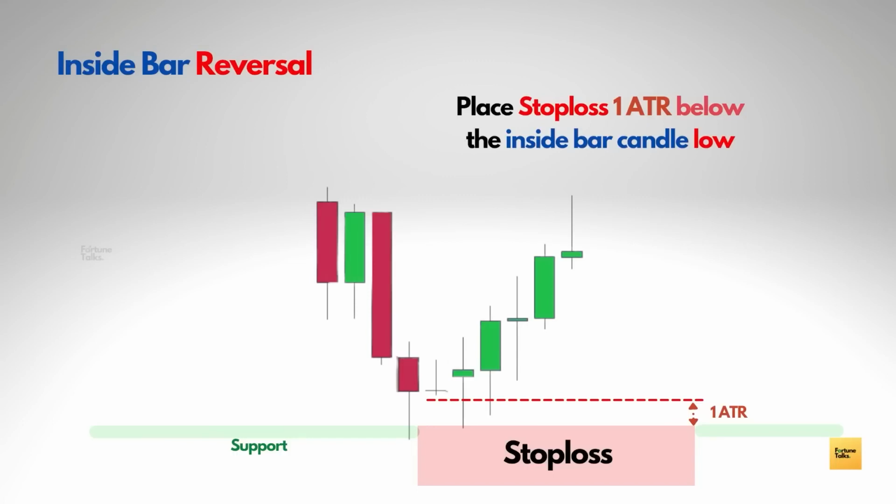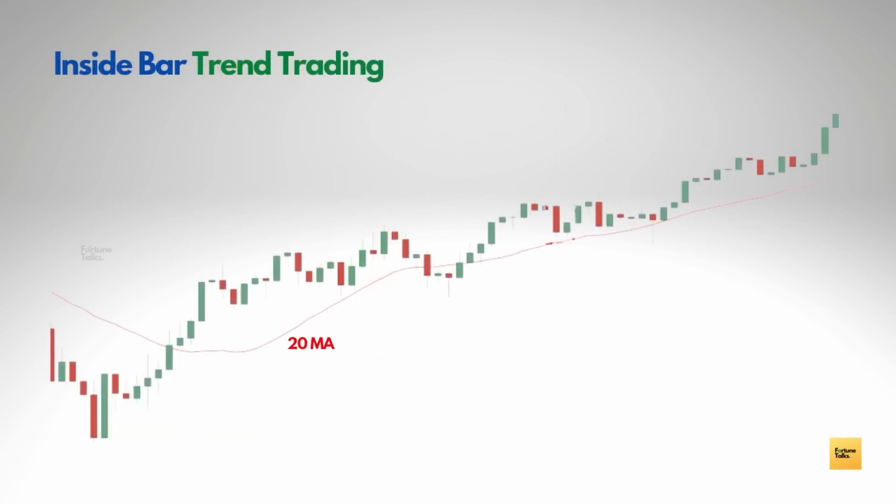Now I will talk about setting the targets at the end of this video, after we have discussed the next strategy. The third strategy is catching the trend. Previously, you have learned how the inside bar allows you to catch reversals in the market. Now you will learn how to use it to identify trend trading opportunities. Now here's the main idea behind it.